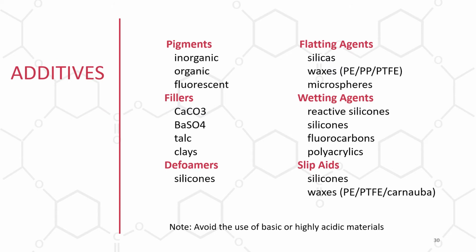Going back to the formulations, we have additives that are commonly used, such as pigments. It could be inorganic, organic, fillers, just to lower the cost of the formulation. And you may need defoamers, flattening agents if your coating's too glossy, wetting agents, and slip aids. One thing to note with cationic curing is it's best to avoid the use of basic or highly acidic materials. As you can imagine, if it's very basic, you have your cations in the system, you're going to get curing in your container. If it's highly acidic, it'll quench your reaction.